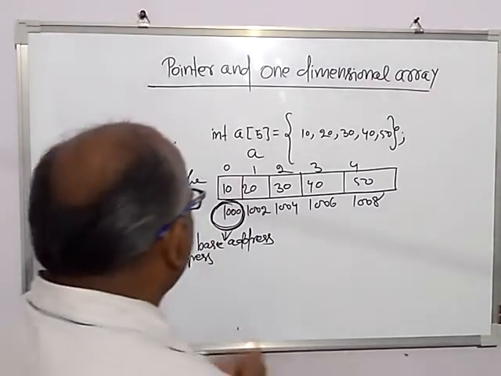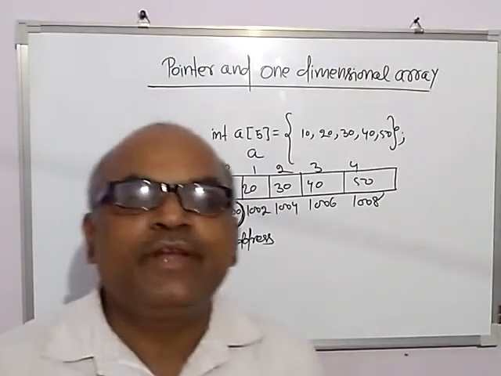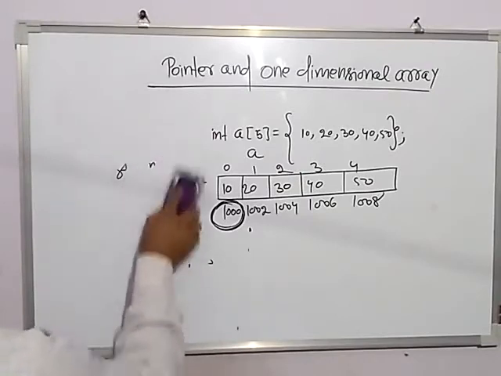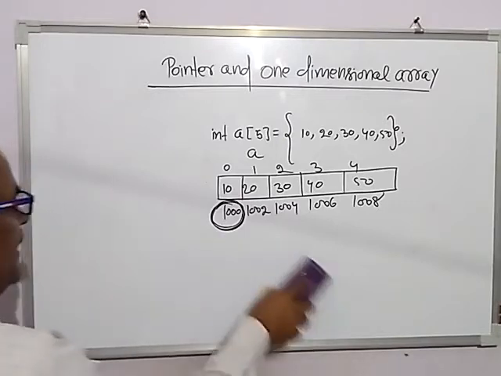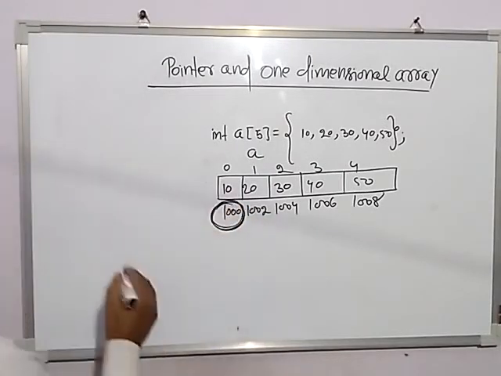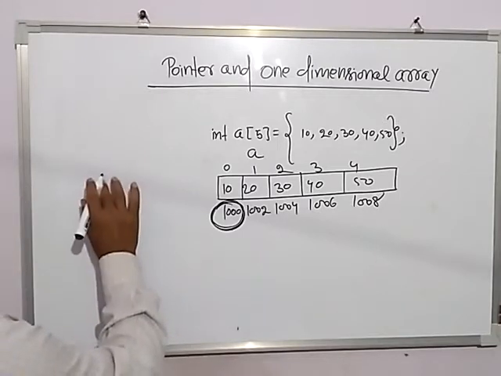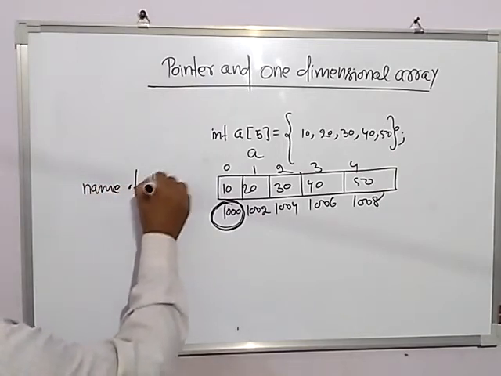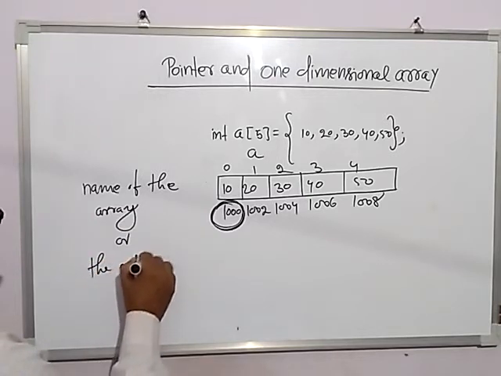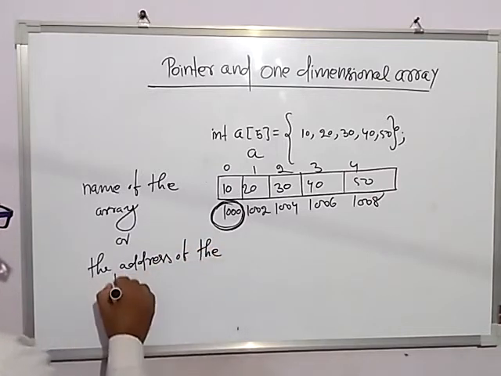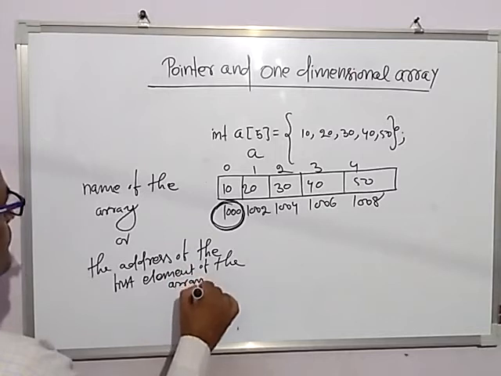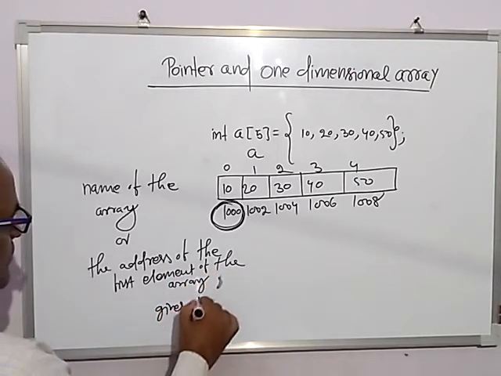If you know the base address, how can we get the base address of an array? There are two different ways we can access the base address of an array. If this is the array and the base address is 1000, how can you get it? Either the name of the array, or the address of the first element of the array, gives the base address.